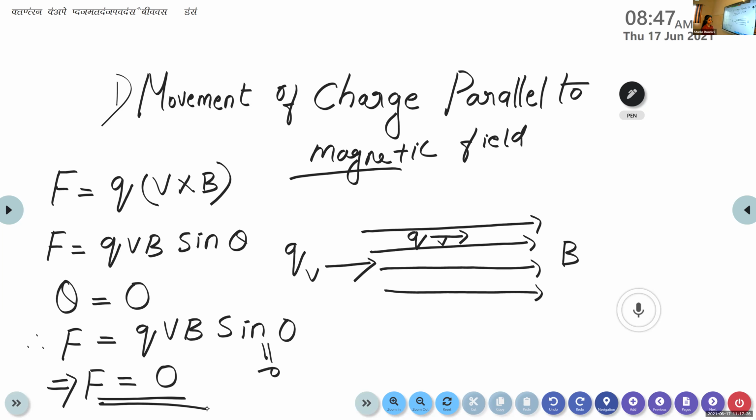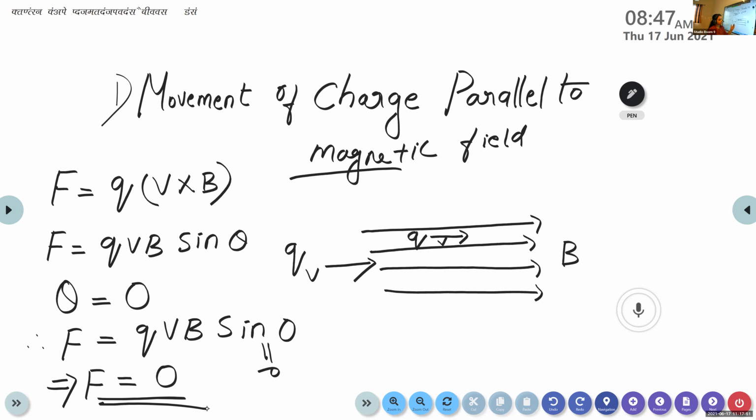This is the first case. The movement of charge particle parallel to magnetic field. If a charge particle is moving parallel to a magnetic field, then the force experienced by that charge particle will be equal to 0, since the movement of the charge particle and that of the magnetic field are along the same direction. Is it clear?